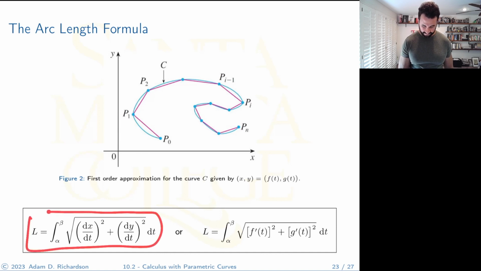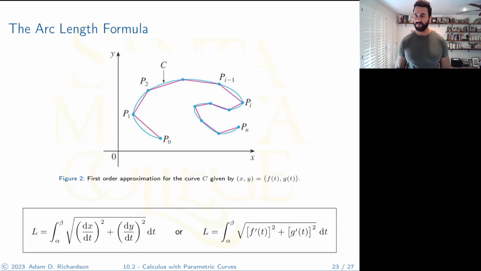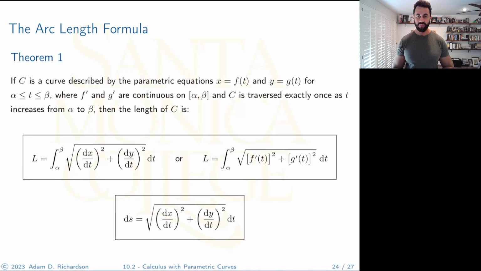So notice the formula is pretty much the same as the formula we saw before, but now instead of having a 1 here and a dy/dx here, we've got dx/dt and dy/dt. So that is the more general formula. This is the general formula for the length of a curve given by parametric equations, right? Here it is written with Lagrange's notation instead of Leibniz notation. And then altogether we have this. So this is the formula. Here's the theorem. That's pretty much it. Here's the differential that we get, ds, right there.